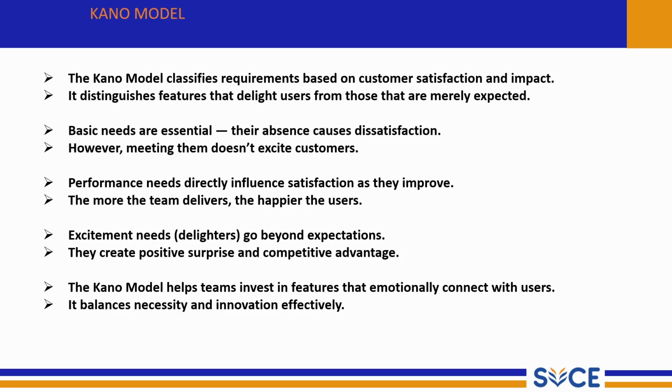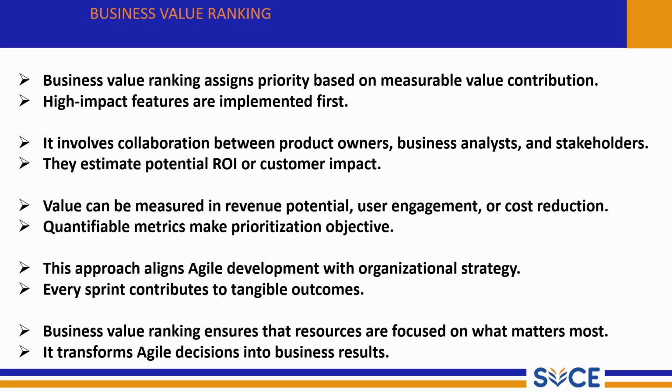Using the Kano model, teams can prioritize features that not only satisfy the basic needs but also create an emotional connection with the user, increasing loyalty. It balances necessity and innovation effectively. This model strikes the right balance between essential features and innovative ideas, helping the teams deliver both user satisfaction and product uniqueness. In the next slide, we'll see the model known as business value ranking.